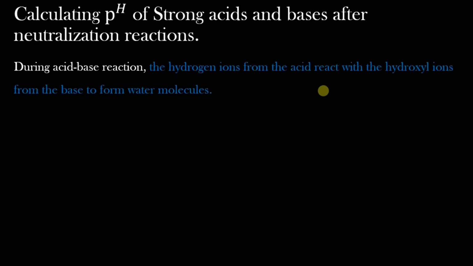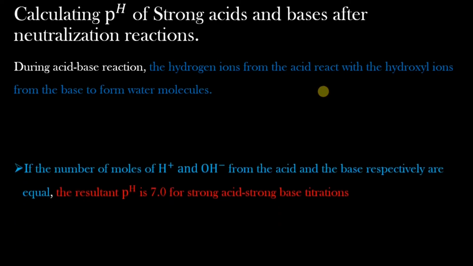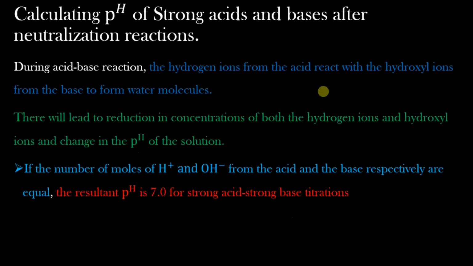During any titration reaction, the hydrogen ion from the acid will react with the hydroxyl ion from the base, forming water molecule. That process is known as the neutralization reaction. In all cases, the hydrogen ions will be reducing from the acid, as well as the hydroxyl ion will also be reducing from the base. When the number of moles of the two are the same, then the pH is going to be neutral, and if it is at room temperature, the resultant pH is going to be equivalent to a value of 7.